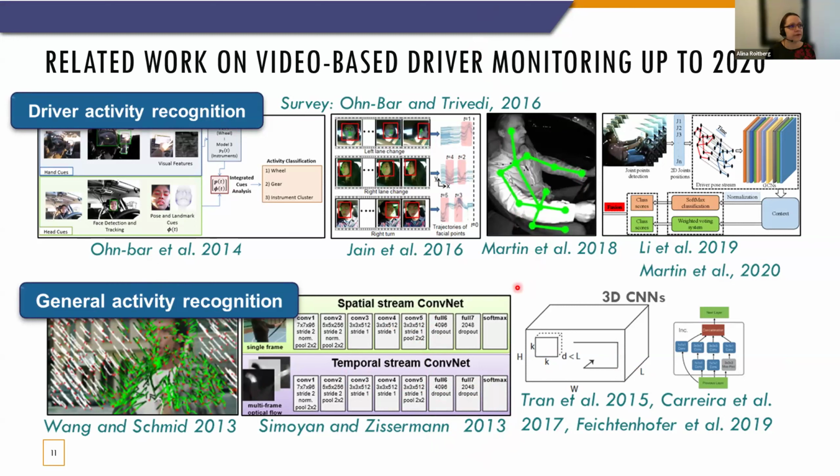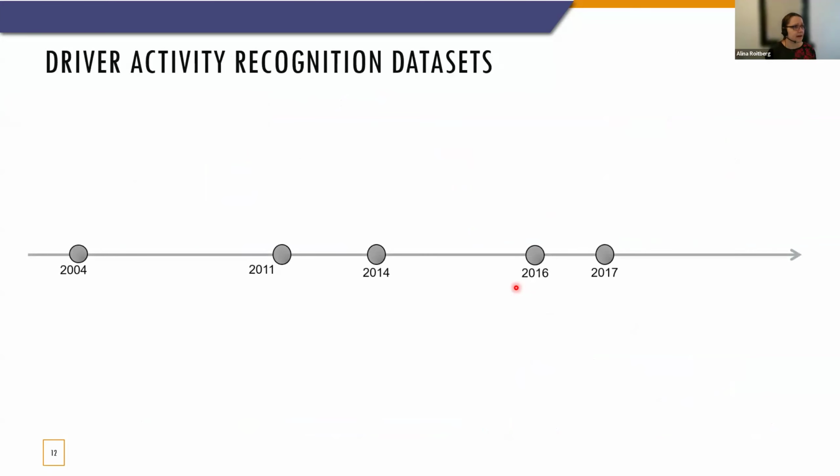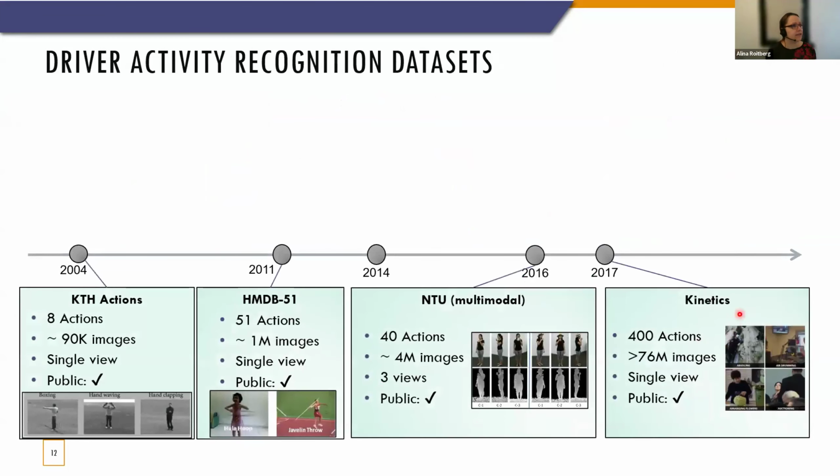So it took a very long time for CNNs to take over here. And what was the reason? Well, as you might think, CNNs are very, very data hungry. And here, if you look at the bottom, the evolution of datasets in general human activity recognition, we start with small datasets, but already in 2011 we had larger and larger datasets, and the latest datasets have a lot of images, 75 million images.